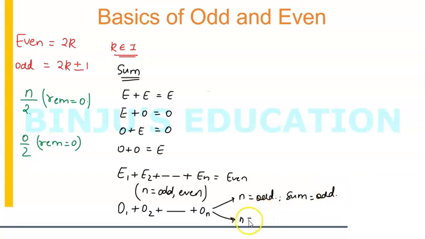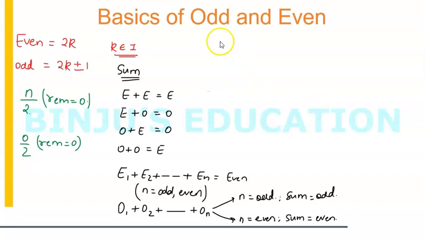And if n is even, so you have 8 odd numbers or 10 odd numbers or 16 odd numbers or 24 odd numbers, in that case your sum is always even. Okay, so this is regarding the sum which you need to know, just basic things, nothing else.